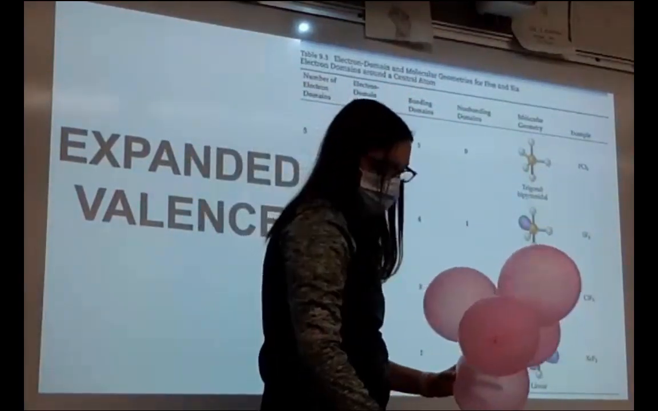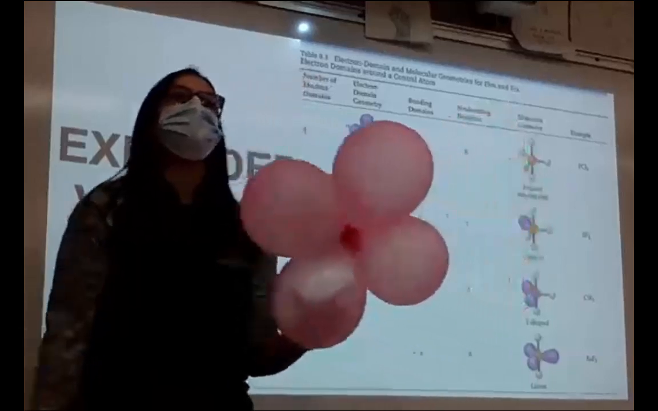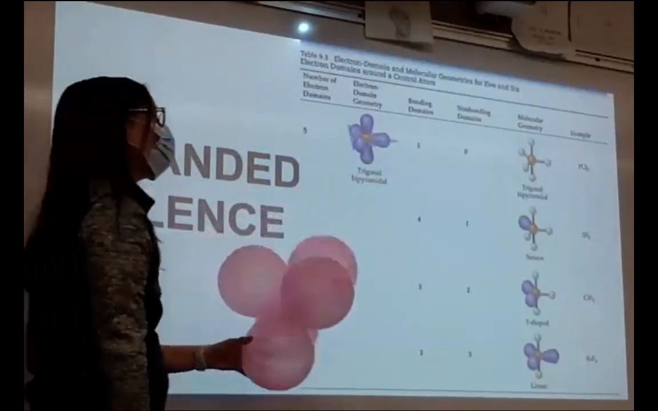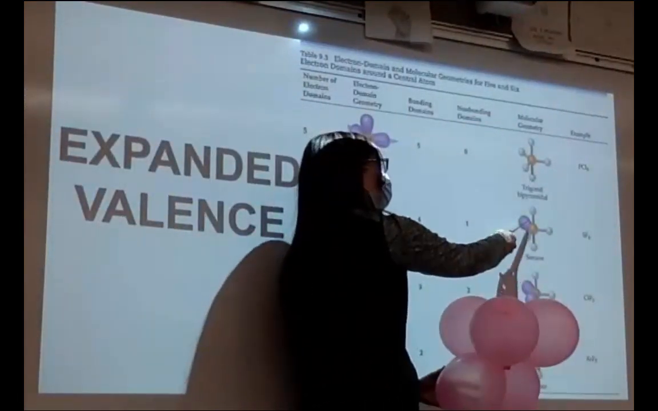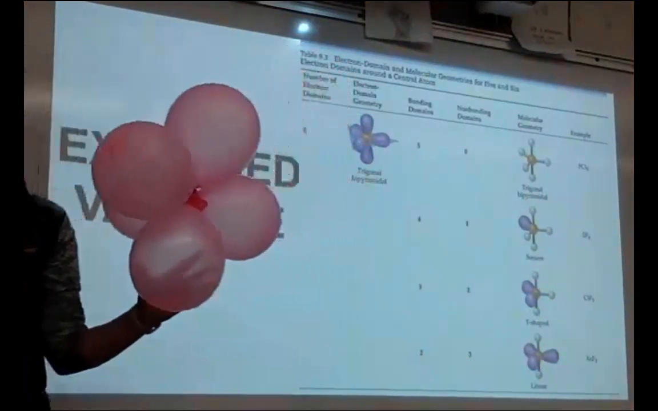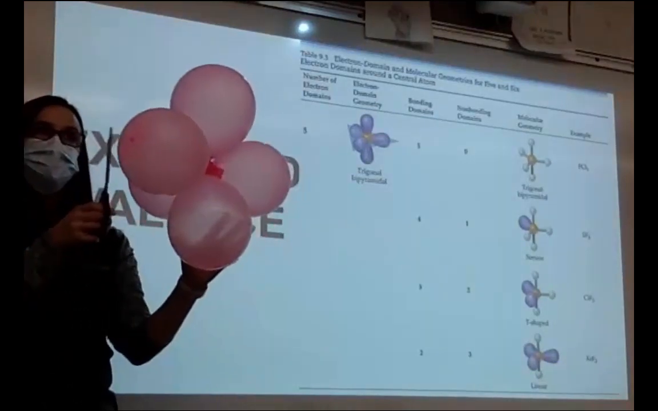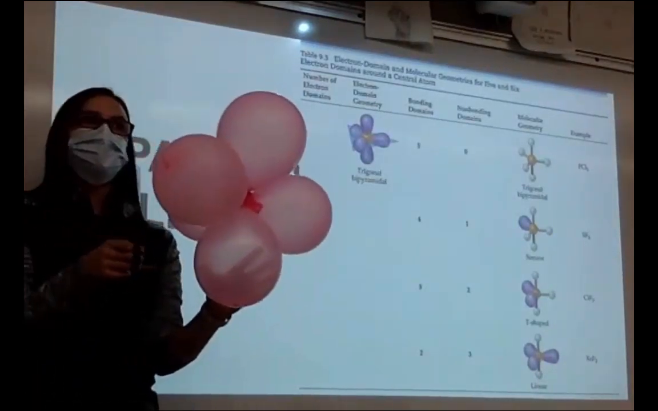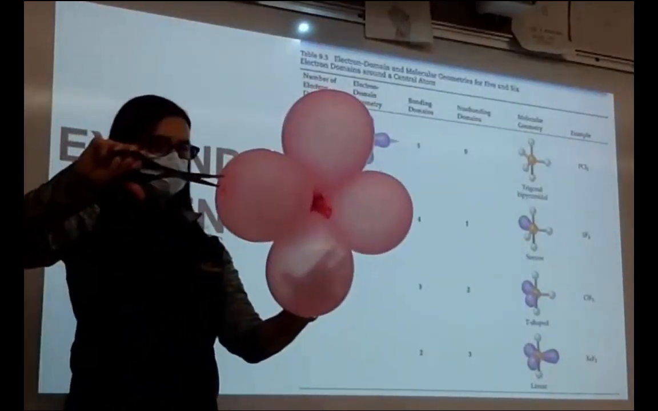Now, if we pop a balloon, we want to add a lone pair. Because we have different bond angles here, we want to add the lone pair where it's going to be furthest away from the other atoms. And that's where the bond angle is the greatest. So we're going to add it to the equatorial position first.